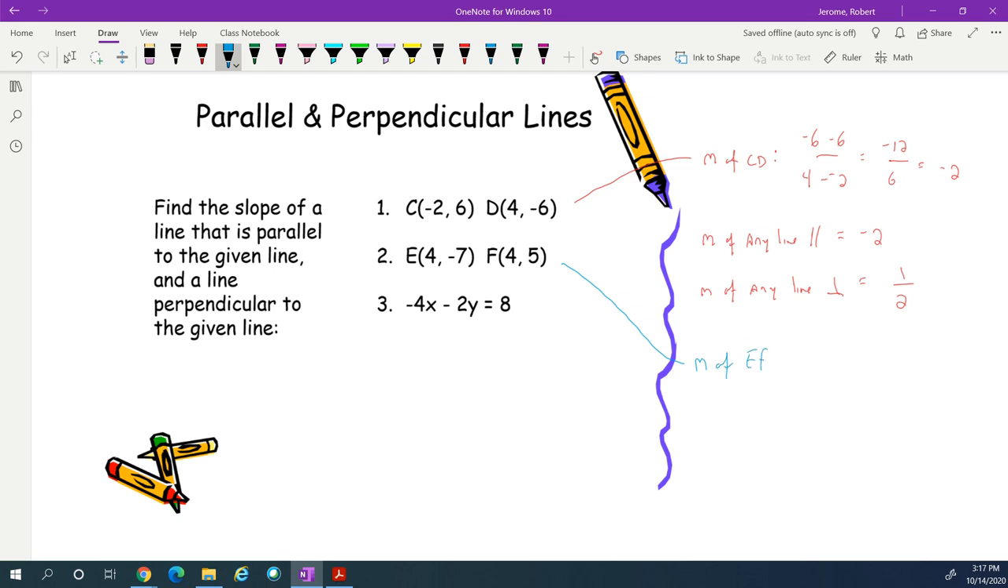Slope of EF. Well, you can work it out, but we did this one a few minutes ago. It's undefined. We got 12 over 0. It's a vertical line. It's like the y-axis. Well, again, the slope of any line parallel will also be undefined.